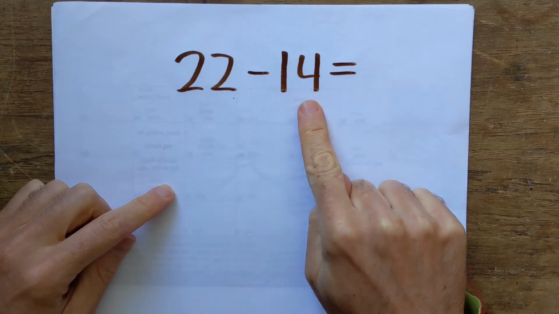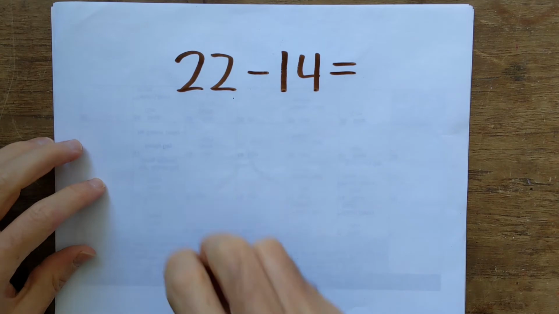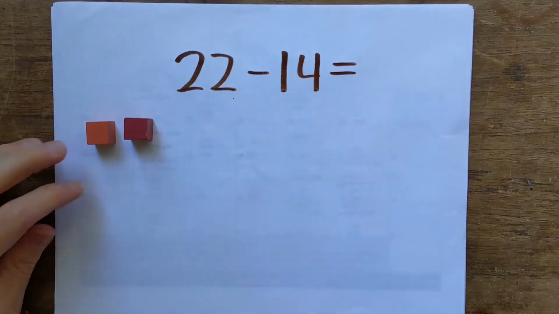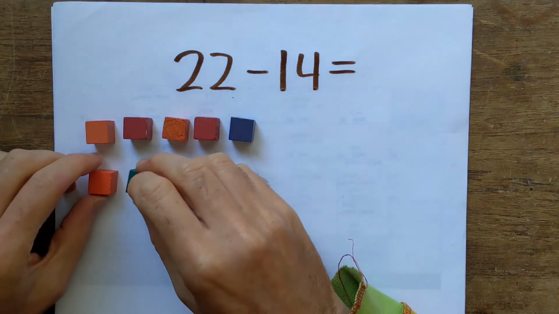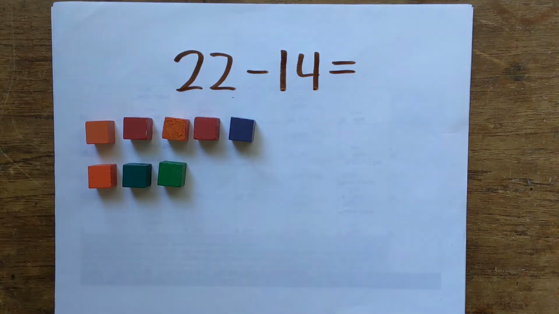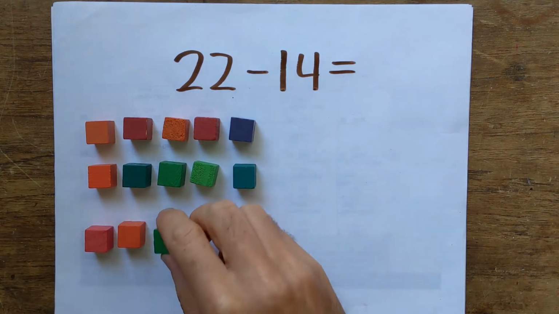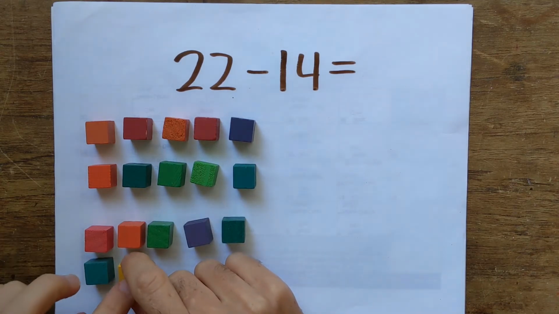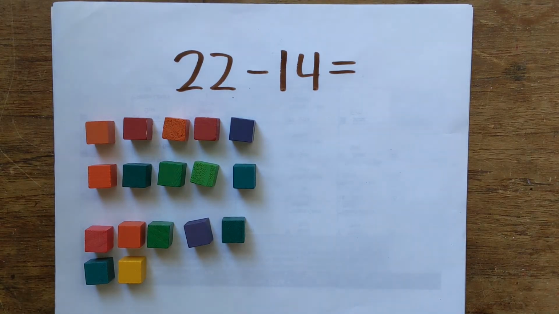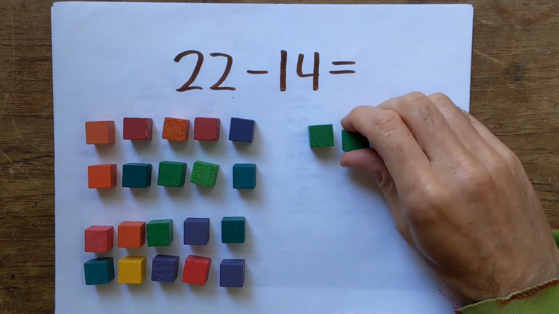22 minus 14 equals. Let's count that out. 1, 2, 3, 4, 5, 6, 7, 8, 9, 10, 11, 12, 13, 14, 15, 16, 17, 18, 19, 20, 21, 22.